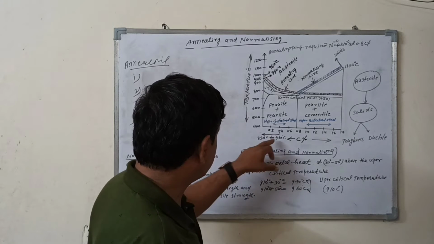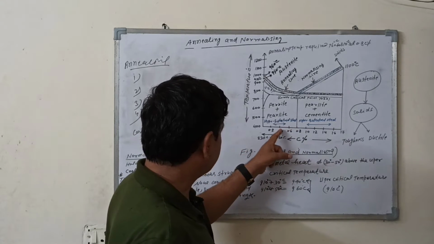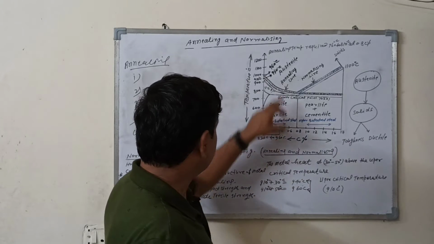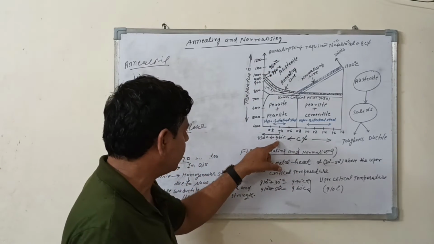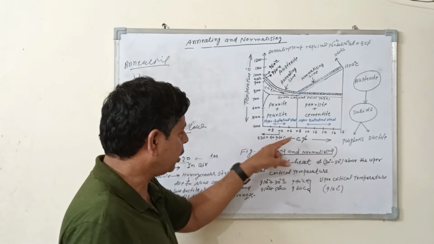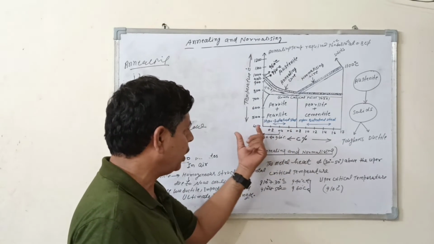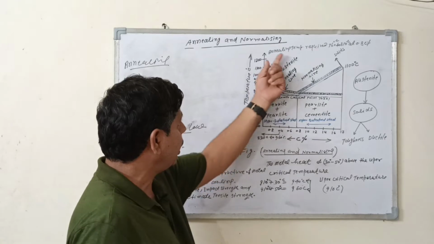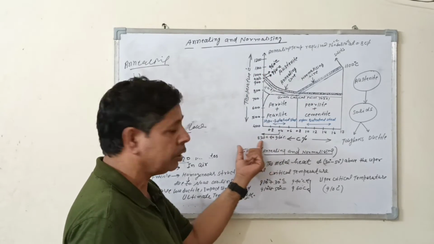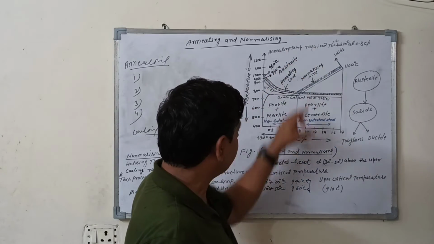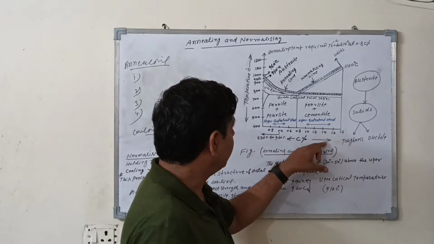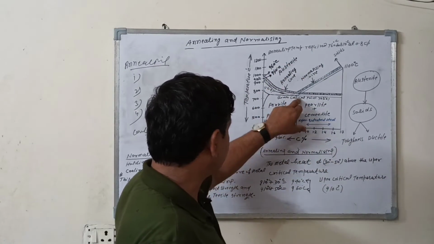At 0.4% carbon, the annealing temperature required is 830 to 960 degrees Celsius. It means that as the carbon percentage decreases, the annealing temperature required increases. As the carbon percentage increases, the annealing temperature required decreases. This is the lower critical temperature.